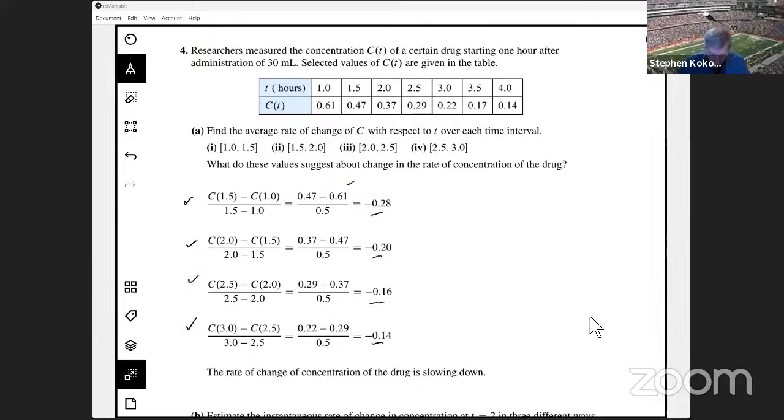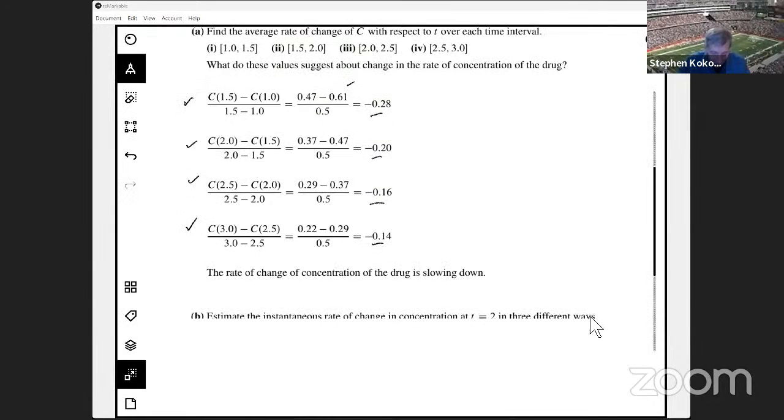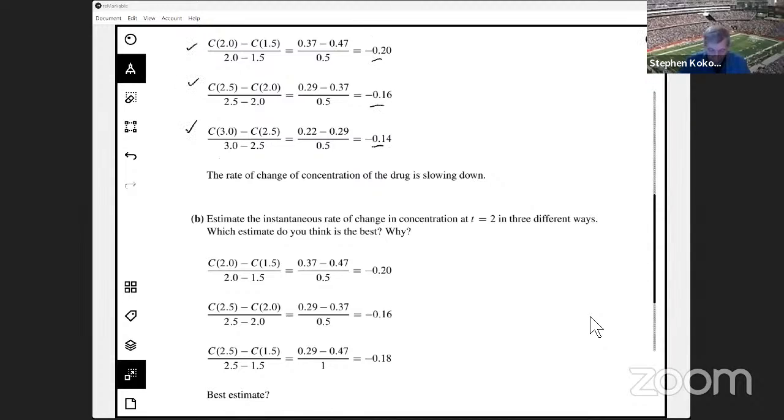And I think there was a part B here. Estimate the instantaneous rate of change in the concentration at t equal 2. And I said in 3 different ways here. And the reason that I put this problem in, once again, was to emphasize this issue about, well, what estimate do you think is the best and why? So I found 3 of them here. Using t equal 2 and 1.5, 2.5 and 2, and then 2.5 and 1.5. So I went a little bit to the right, a little bit to the left, and then a little bit to both the left and the right. And which one of these do you think is the best estimate? And I really don't know the answer to that. Here's a question for the chat.